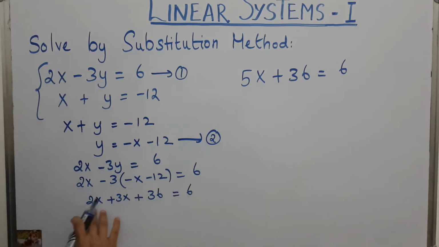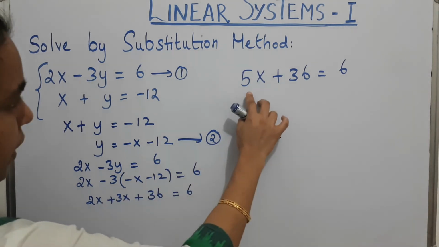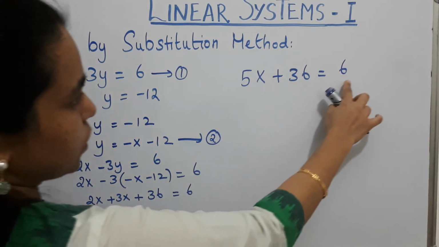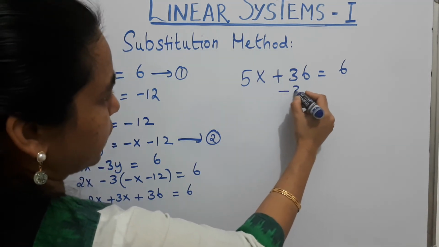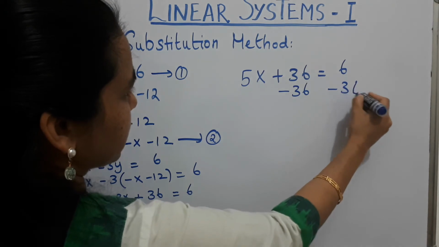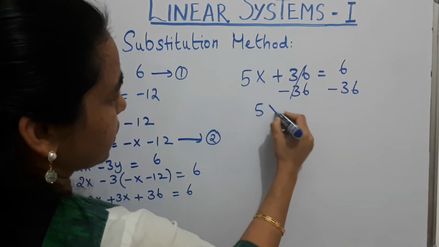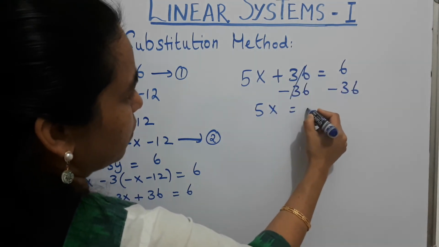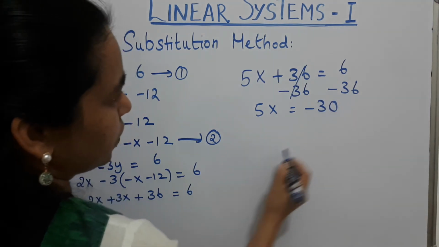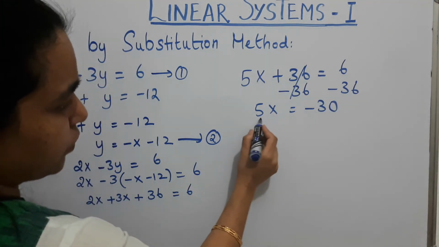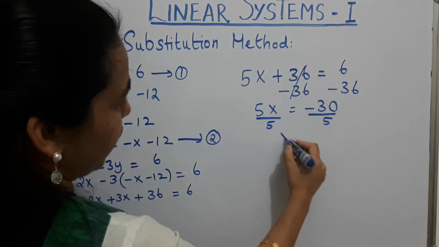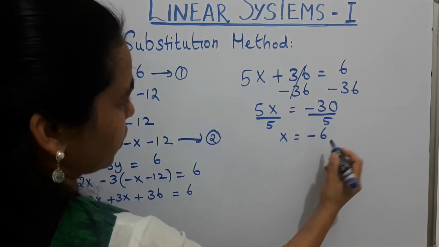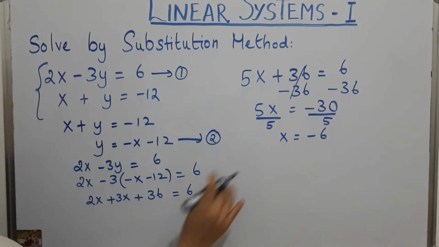So now here 2x plus 3x, they are like terms, so you are adding them together. So 2x plus 3x is 5x plus 36 is equal to 6. Now you have to get rid of 36, so minus 36 minus 36, so this will be gone. So 5x equals minus 30. Okay, now you have to get rid of 5, divide both sides by 5, so x is equal to negative 6. So the value of x is already found.